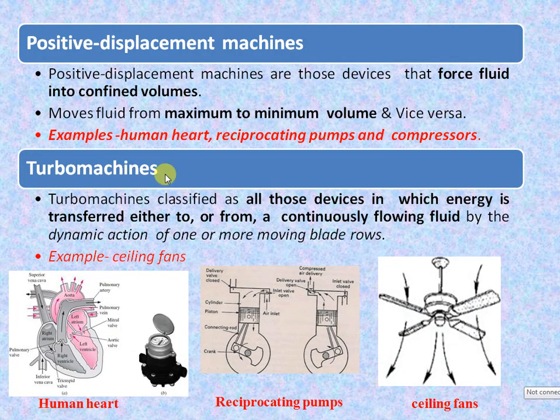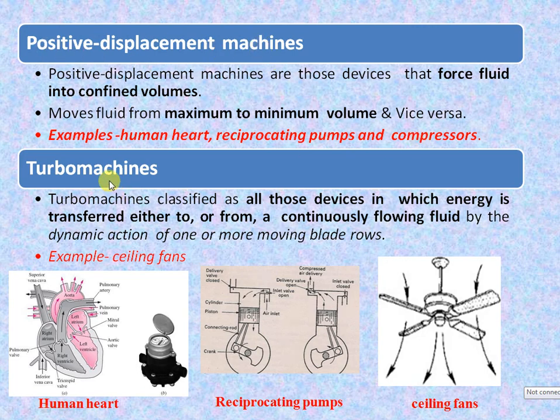As per the name, positive displacement machines are those devices that force fluid into a confined volume. So the volume is fixed or confined. This device is known as a positive displacement machine. It moves the fluid from maximum to minimum volume and vice versa. The examples of positive displacement machines are the human heart, reciprocating pumps and compressors. These are the examples of positive displacement machines.